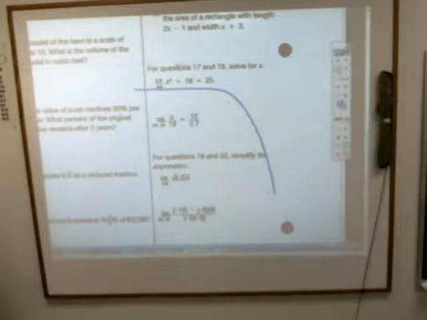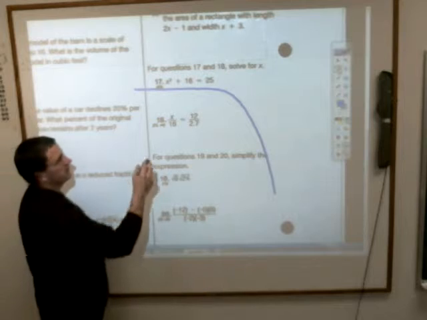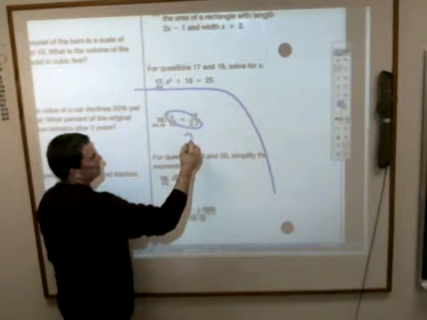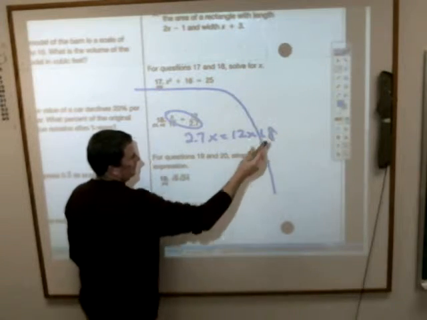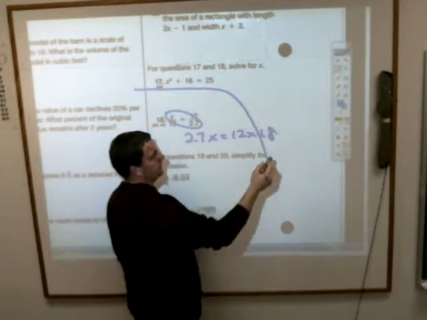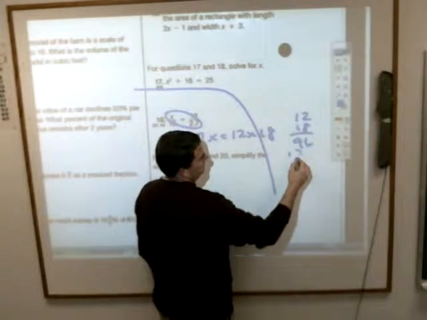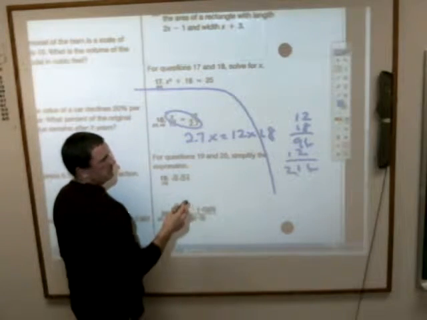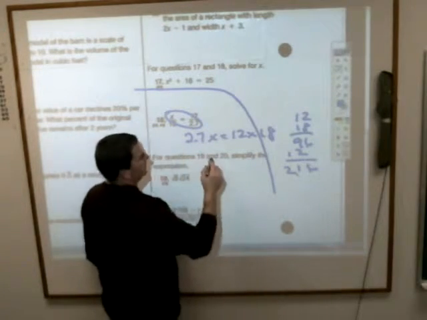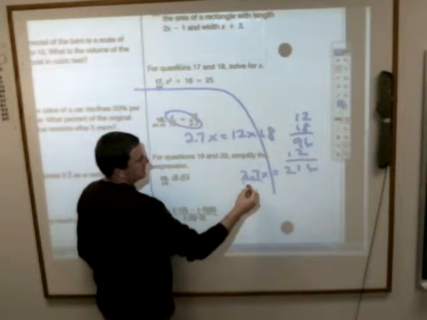I suppose the best way to do this, Sage, is just cross multiply. So you just get this times this: 2.7x equals 12 times 18. And as long as you're doing your multiplication right, how hard would that be? 12 times 18 is 216, correct? Did you do that right? Yes. So now it's 2.7x equals 216, just divide by 2.7.